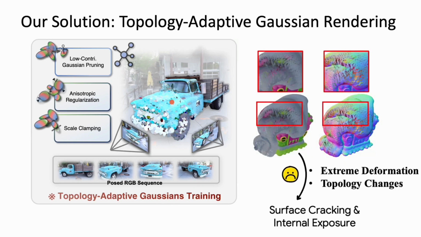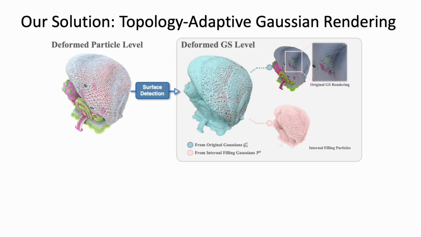Since melting induces extreme non-rigid deformation and frequent topology changes, it causes surface cracking and hollow artifacts. Thus we propose an adaptive surface cracking densification during the deformation process. During MPM evolution, internally filled particles naturally migrate towards surface voids and partially compensate for missing geometry, but they lack valid Gaussian kernel parameters for coherent rendering.